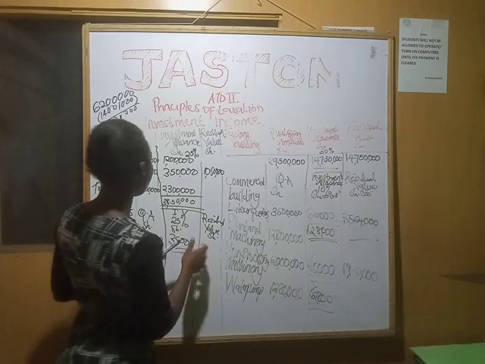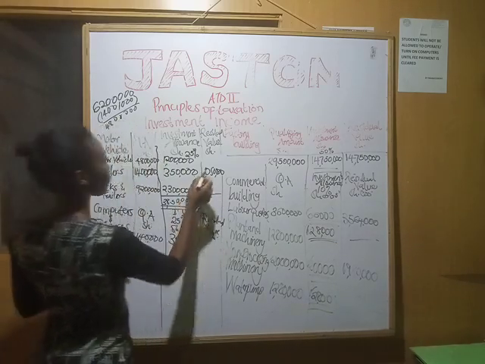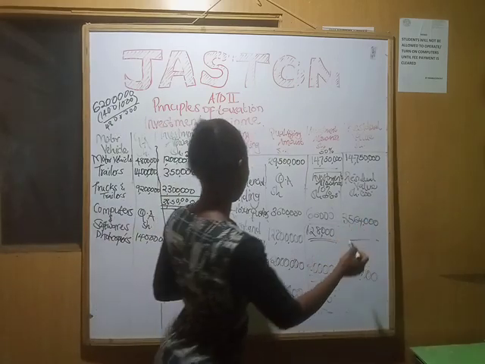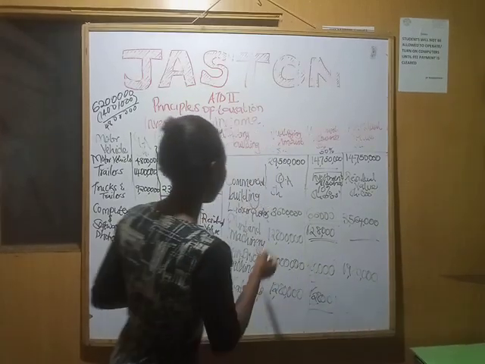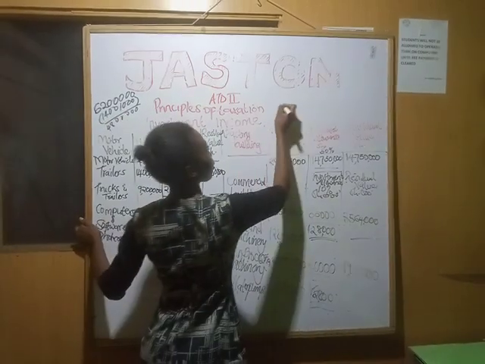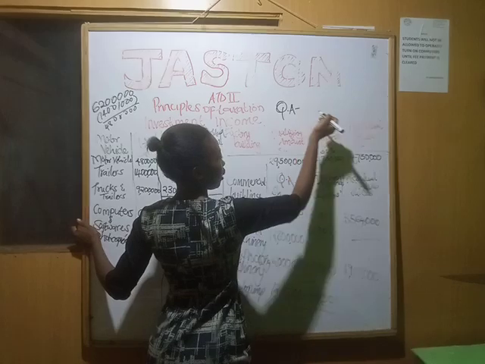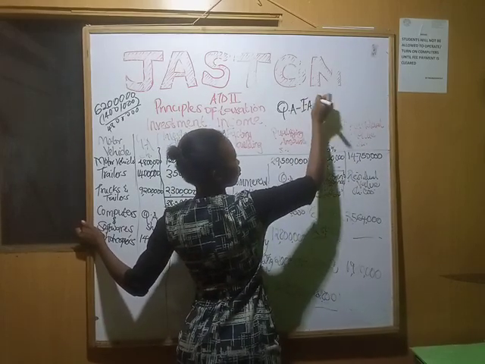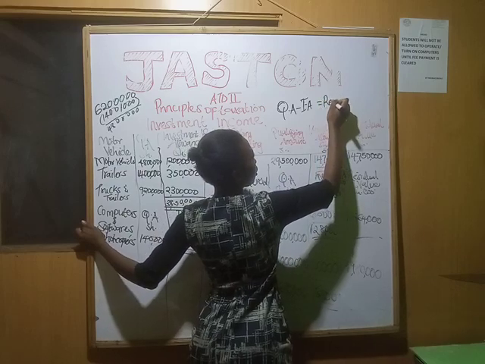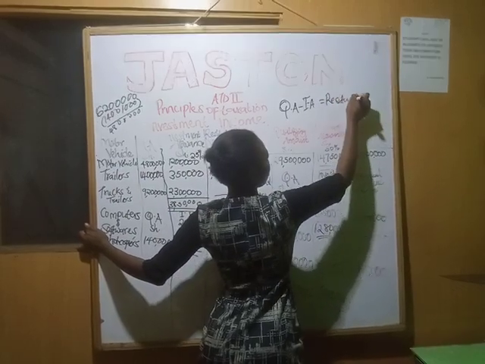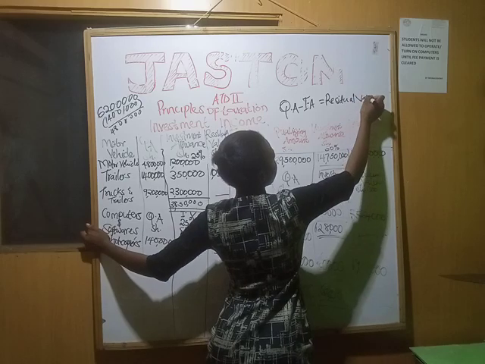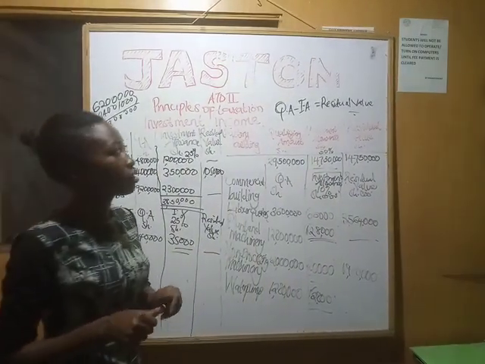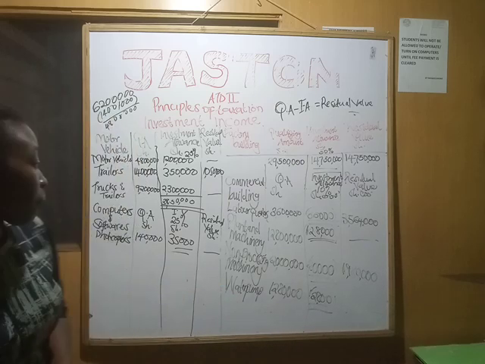So, my good student, we need to calculate the residual value of all this. That will be your homework. We take the qualifying amount, we less the investment allowance, to get the residual value of the investment in the business.